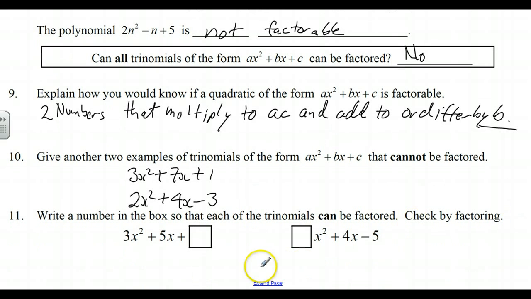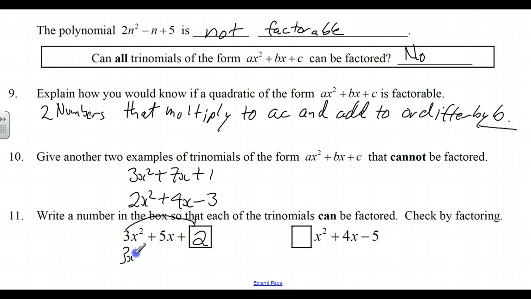Write a number so that it can be factored. I need two numbers that multiply to whatever I'm going to put in here and then add to 5. So what can I put in there? If I put an 8, that will give me 24. No. Let's just find two numbers that add to 5. 4 and 1 add to 5, and their product is 4. Well, I can't find anything here. 2 and 3 add to 5, and their product is 6. So if I put a 2 in there, I need two numbers that multiply to 6 and add to 5. They are 2 and 3.